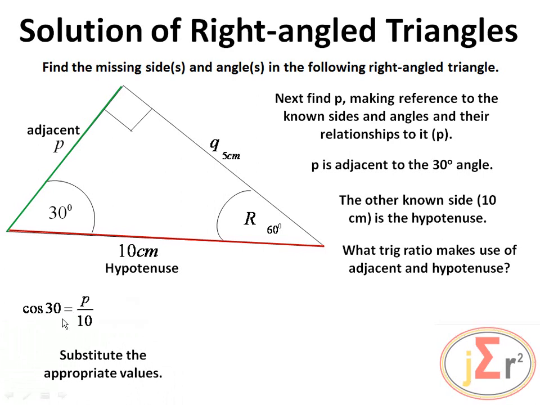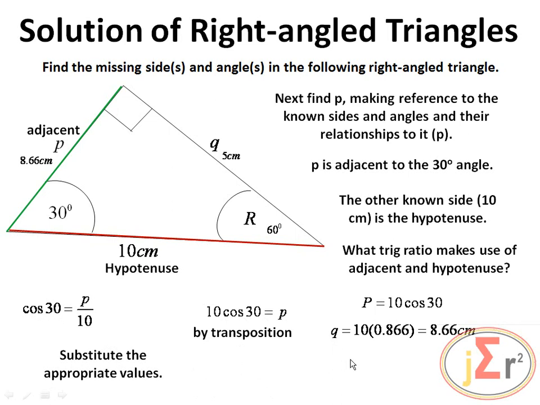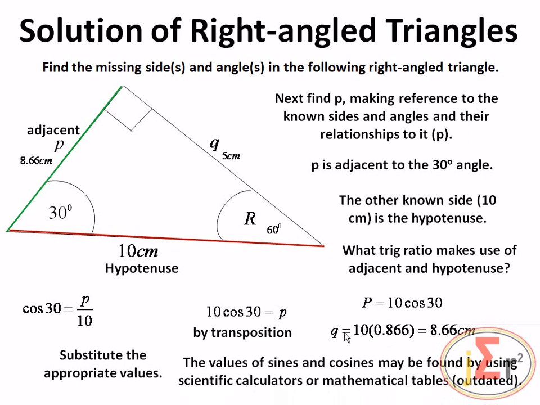After we have done that, in order to find P, we transpose 10 to the other side, and we are going to have cosine 30 multiplied by 10, or more appropriately written, 10 cos 30. So 10 cos 30 is equal to P. What is 10 cos 30? Cos 30 is 0.866, and when we multiply it by 10, we get 8.66 centimeters. And it takes its position right there. The values of sines and cosines may be found by using scientific calculators or mathematical tables.